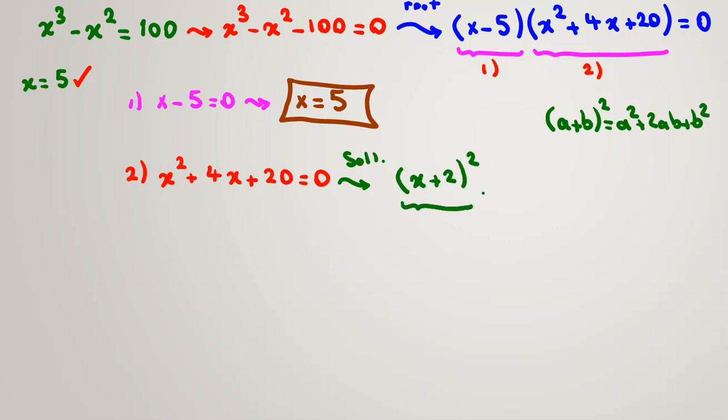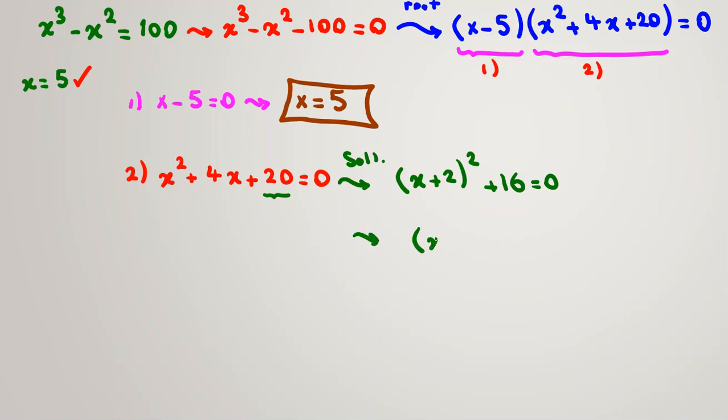So this part will be, by this identity, x squared plus 2 times x times 2, which is 4x, plus 4. But I have 20 here, so I should write plus 16. Now it is equal to 0. If you take 16 to the right-hand side, x plus 2 squared equals negative 16. But we know a square is at least 0. So in case number 2, we don't have any answers.